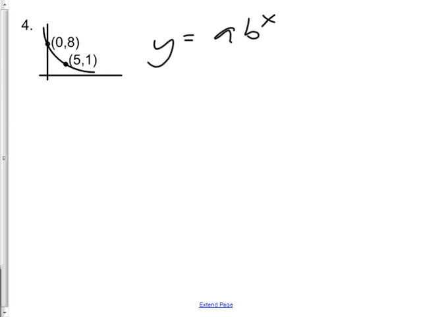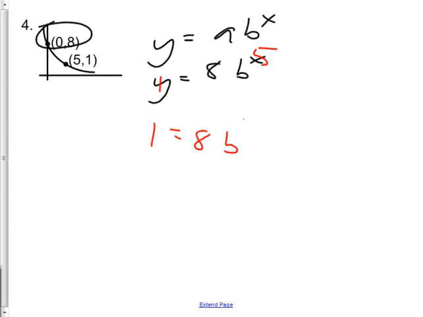To the x. Why? Because it's not a limit to growth kind of question. This is an exponential growth or decay question. So figure out what a is. A is the starting value, and the starting value is 8. So in this kind, you get 8 times b to the x. Now in the y, x is 5, y is 1. So I have 1 equals 8b to the 5th. Divide both sides by 8, 1/8 equals b to the 5th, and then take it to the 5th or 1/5 power.